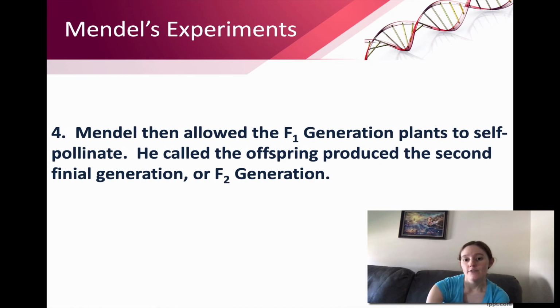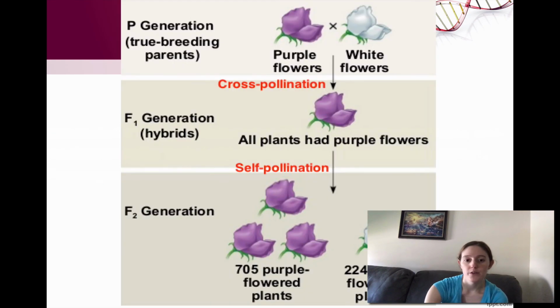So he then allowed the F1 generation to self-pollinate. So he didn't pluck the anthers out, he just let the pollen go where it wanted. And he called this offspring the second filial generation, or the F2 generation. Anytime you have more kids after that, it'd be F3, F4, and so on.